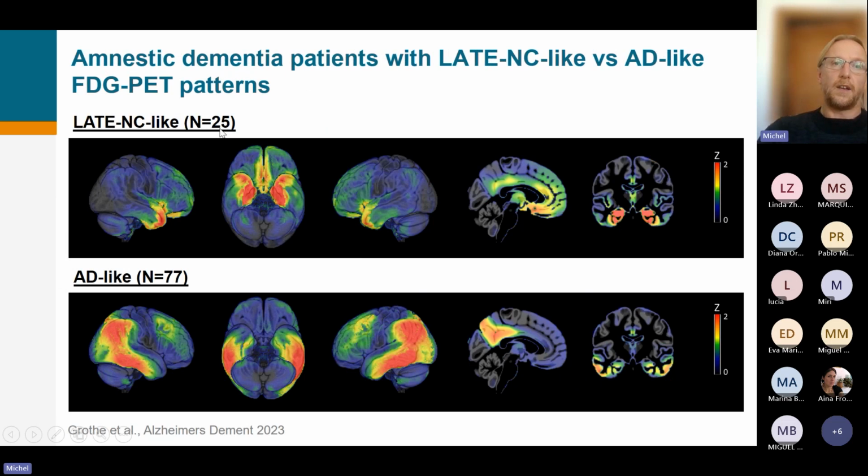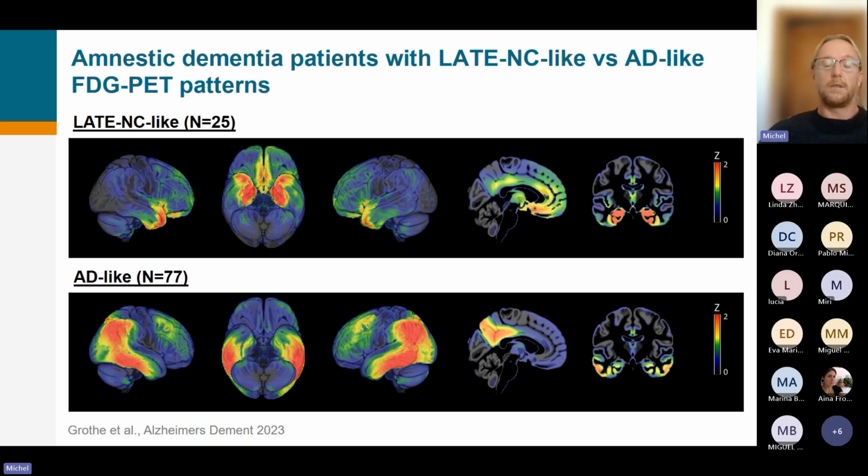And this is just showing you the average hypometabolic patterns of the automatically classified patients in our FDG PET scans. This is basically a sanity check. It tells us that the algorithm seems to do a pretty good job despite being completely automatic. So it reproduces this temporal parietal pattern in the AD-like group and this temporal limbic pattern in the LATE-like group. I call them AD-like and LATE-like because we don't know their underlying pathologies. We just say that their FDG PET pattern is more suggestive of AD in one case and more suggestive of LATE in the other case.